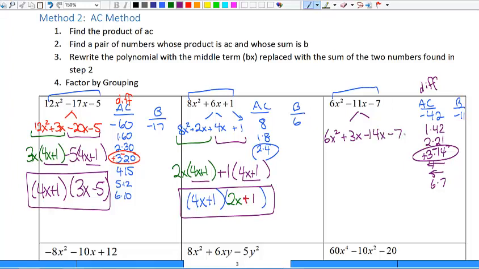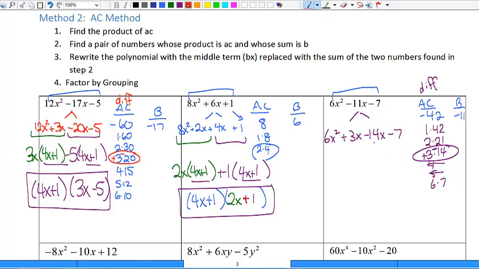With this AC method, the 3x and the negative 14x could technically be interchanged. It really doesn't matter what order you put it in. If you put it in one order and your neighbor puts it in a different order, you're both going to get the same answer, but your work will be slightly different. So go ahead and write it the same way I'm doing it, so our work is going to be the same.